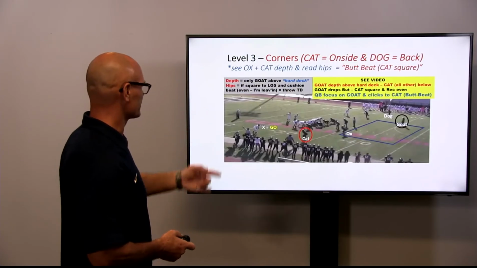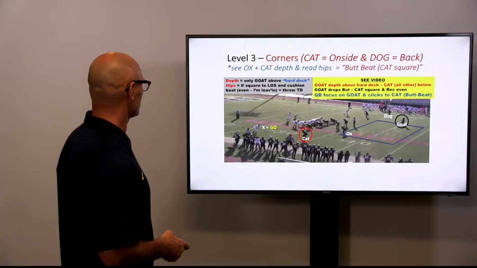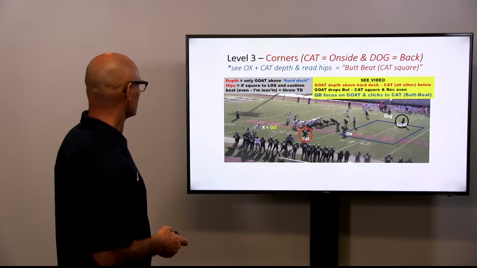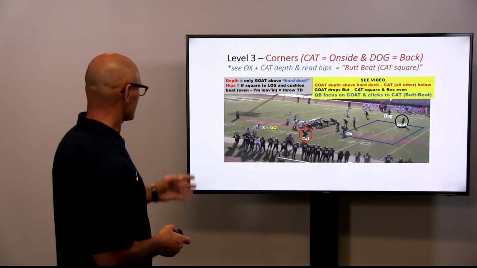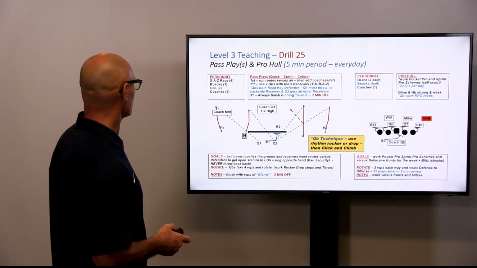So here's some examples of it. Looking at the diagrams, you can see this is a 4 verts. We've got the cat on this side, his intentions are up, he's squared, good chance he's going to be beat, which he does on that route.